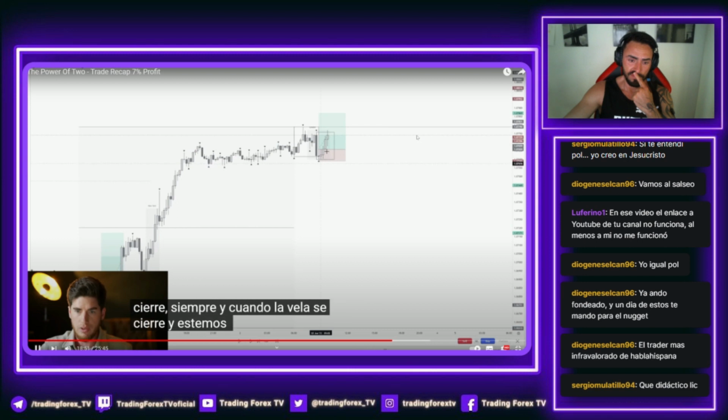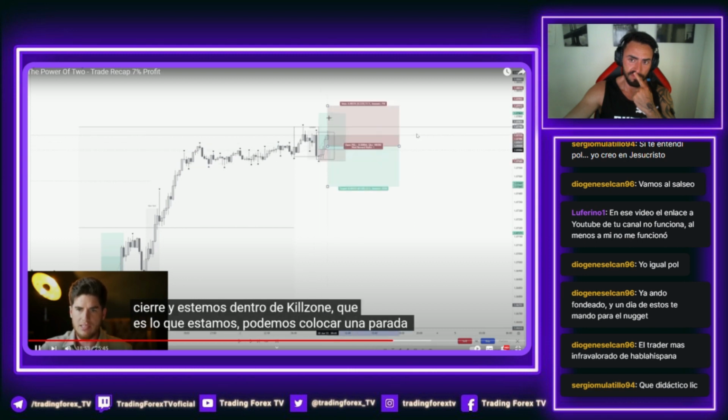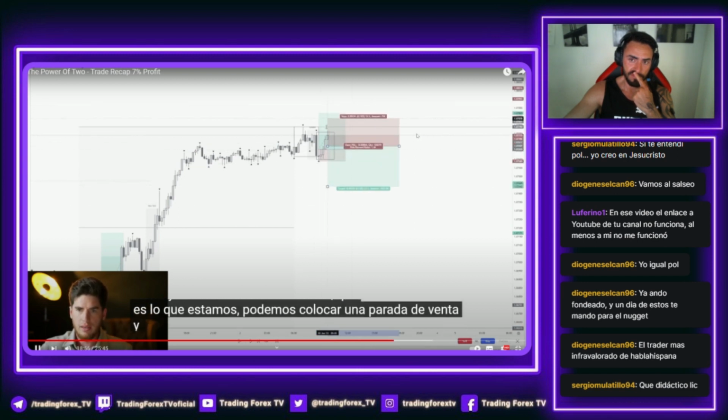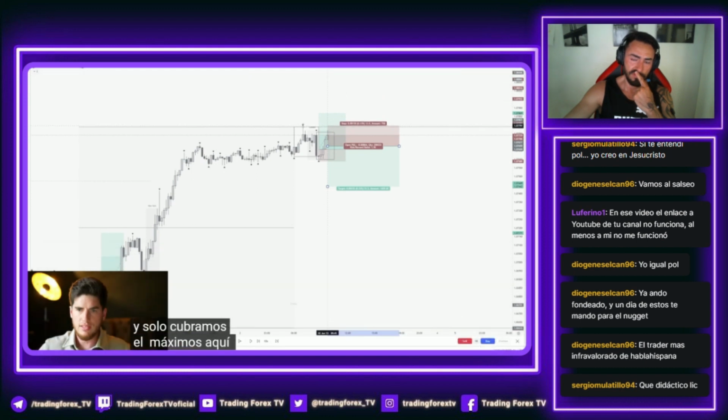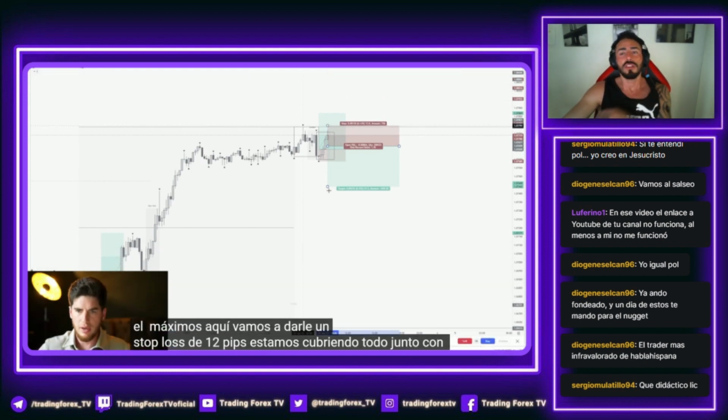And we're inside kill zone, which we are. We can place a sell stop, and let's just cover the highs here. Let's give it a 12 pip stop loss. We're covering all buy side liquidity here.